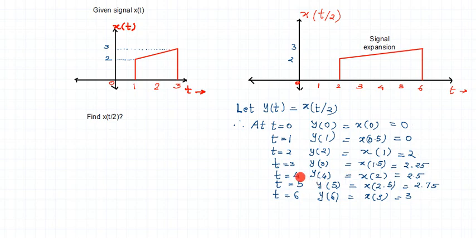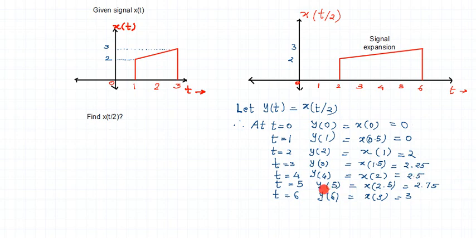With the next time instant, t is equal to 4, I get y of 4. Let me calculate y of 4. I'll put t as 4 here: x of 4 by 2, that is x of 2. So y of 4 is taking the value of x of 2. What is x of 2? x of 2 is here. The magnitude is between 2 and 3, that is 2.5. So at y of 4, the magnitude is 2.5.